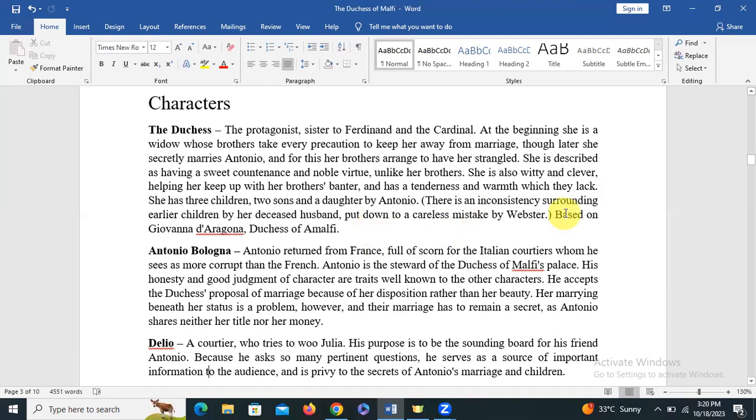All right, now this drama was taken by John Webster, based on a real duchess, and that real duchess's name was Giovanna di Aragona. So that was the real duchess who lived at that time. So this story was based on that duchess' life, right? And she was the Duchess of Amalfi.